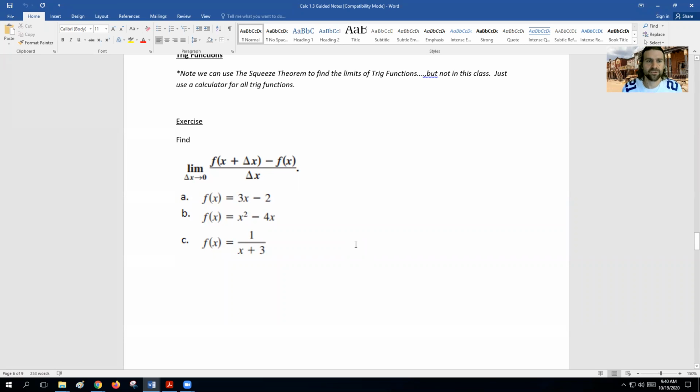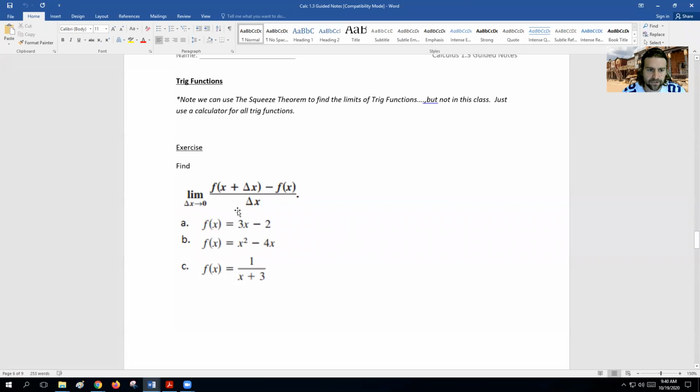So I'm going to help you finish the 1.3 notes for calculus here. And what we're going to look at is how to evaluate this delta x problem more and more, because this is going to become a really important problem going forward.